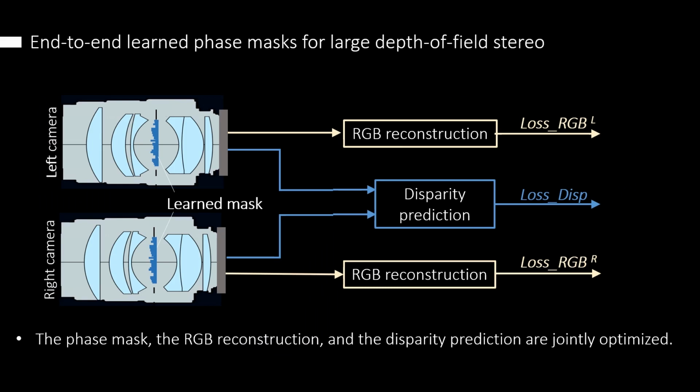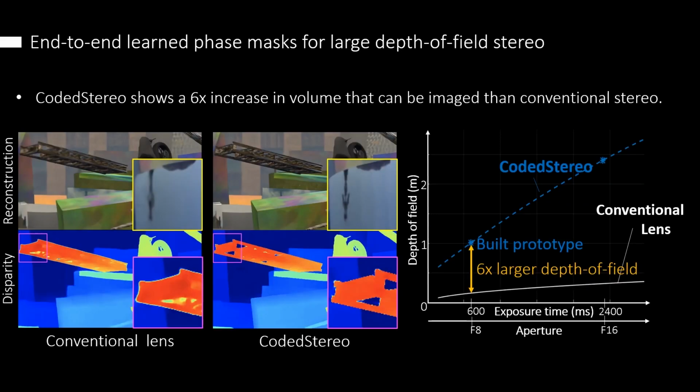Different from the naive approach, for both views, the face mask, the EDOF texture reconstruction, and the stereo disparity estimation are all trained together end-to-end. The learned face mask creates a numerically invertible blur, allowing us to recover sharp image texture and stereo correspondence over a significantly extended depth of field than conventional stereos.